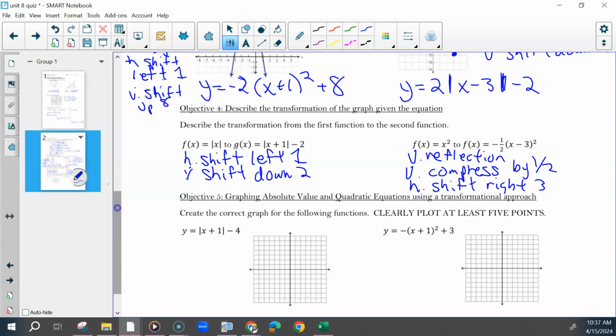Questions on any of those? Yes. If you wrote V or H on a paper, that means you put reflection, but you didn't tell me if it was vertical or horizontal. Or you put compression or shift or whatever, but didn't say if it was vertical or horizontal.